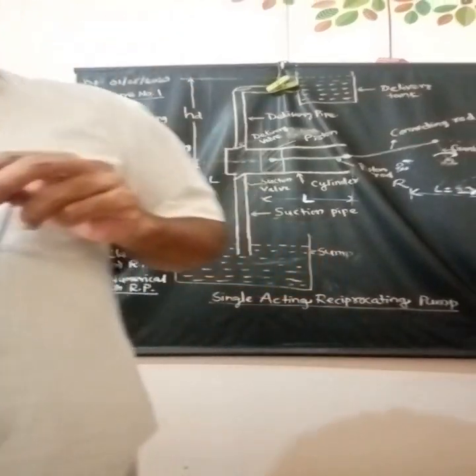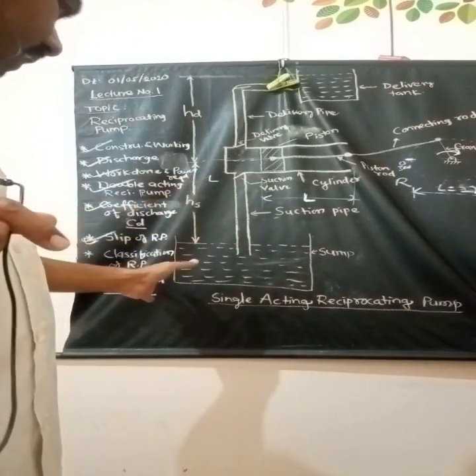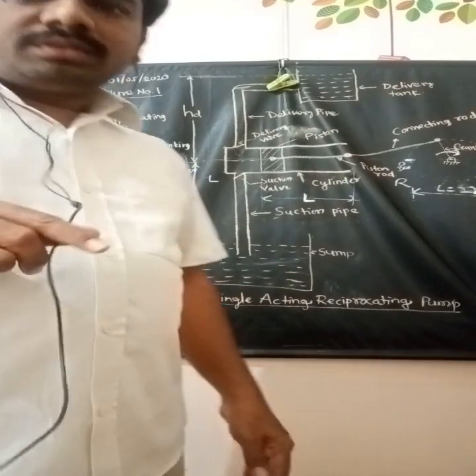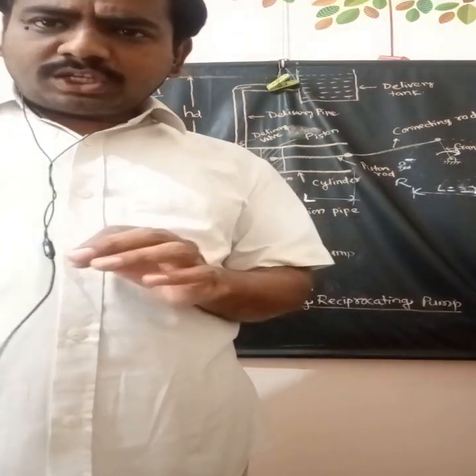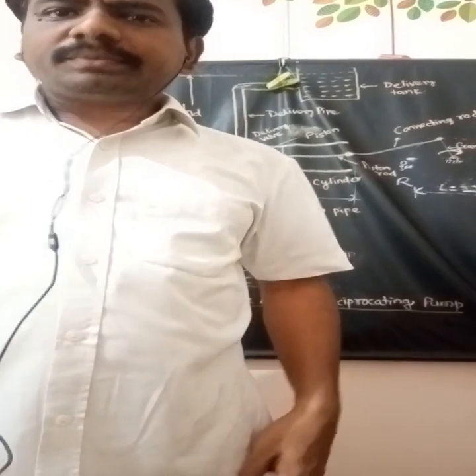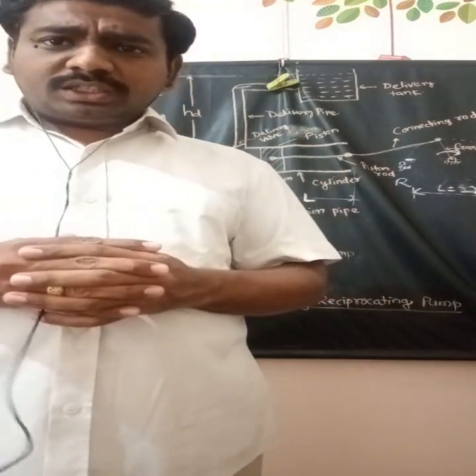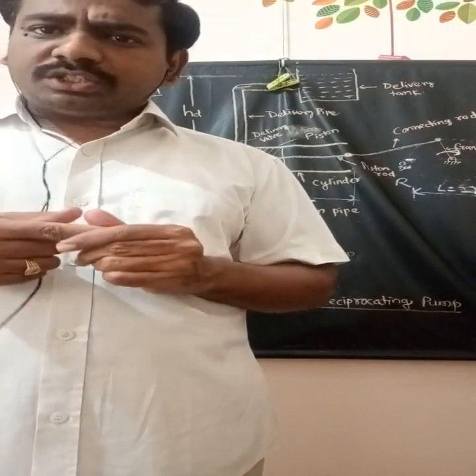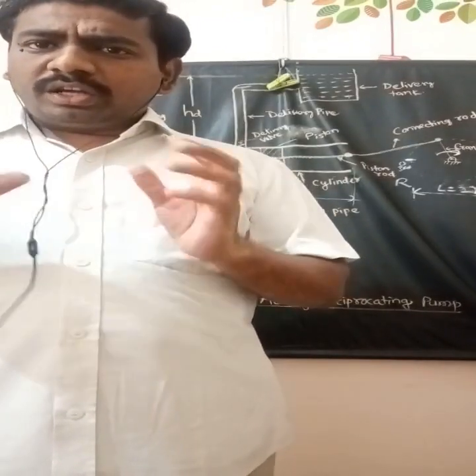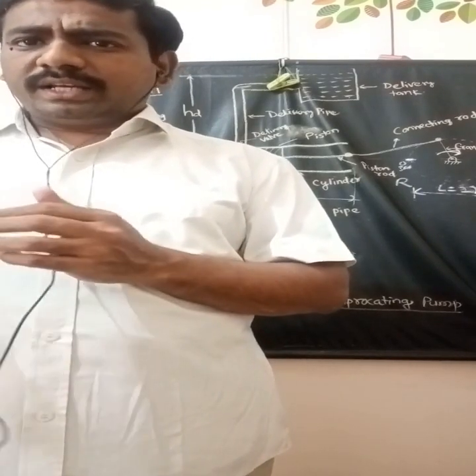Now there are some other things related to the reciprocating pump, like the coefficient of discharge and the slip of the reciprocating pump. CD is called the coefficient of discharge. As you know, there are two kinds of discharge: the theoretical discharge and the actual discharge. The theoretical discharge we simply calculate by the formula LN by 60, and it is the ideal one.